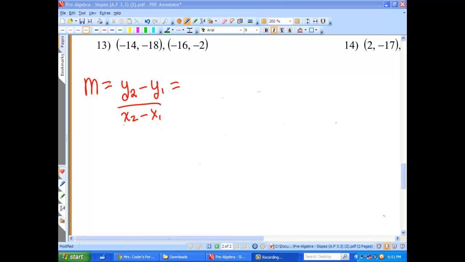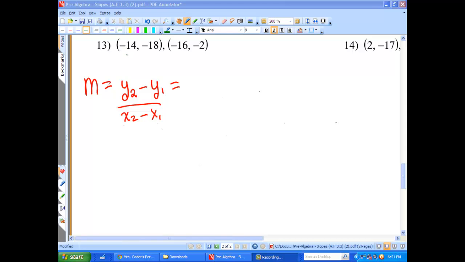When we're given just 2 points, no graphing, this is the formula we want to use. It is the differences of the y's over the differences of the x's. Next, we want to label our x's and our y's.